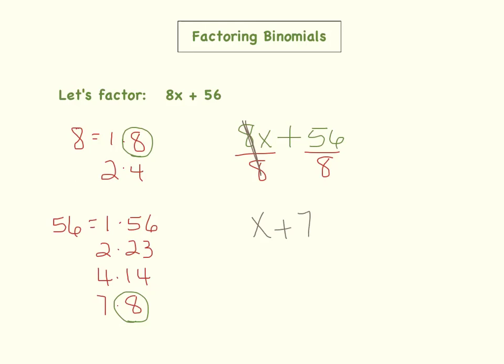Okay? So now we are ready to rewrite this in factored form. You take the GCF and you put it in front of the parentheses. And then inside the parentheses, you put the x plus 7. And there you have it. We have just factored 8x plus 56.